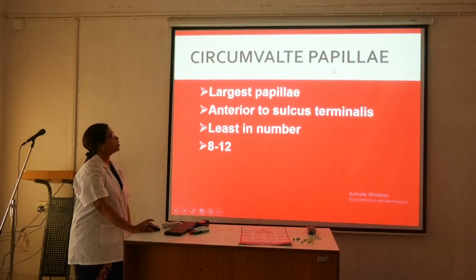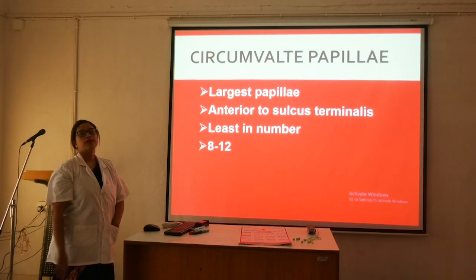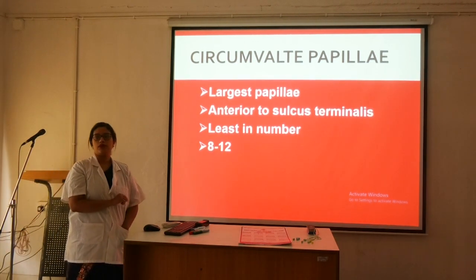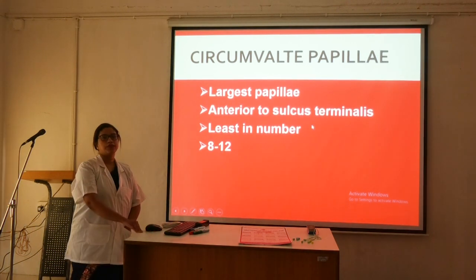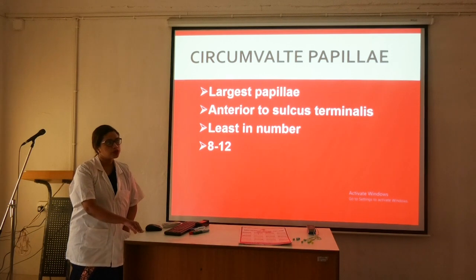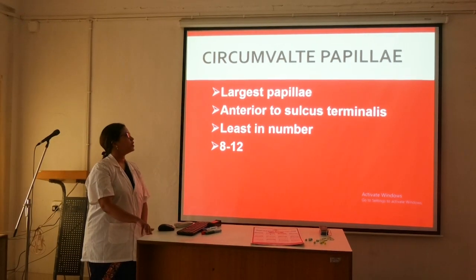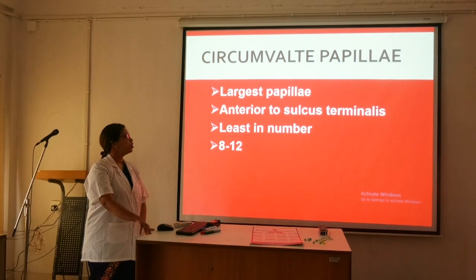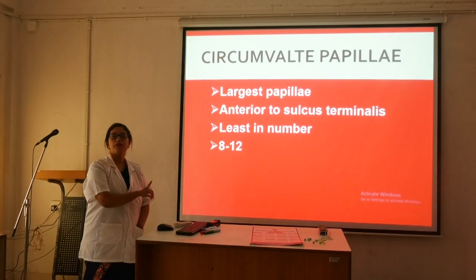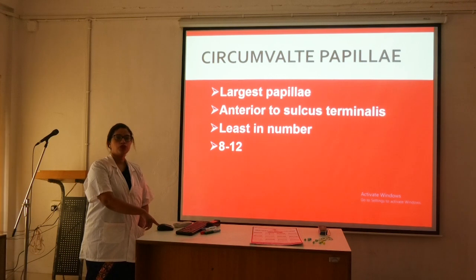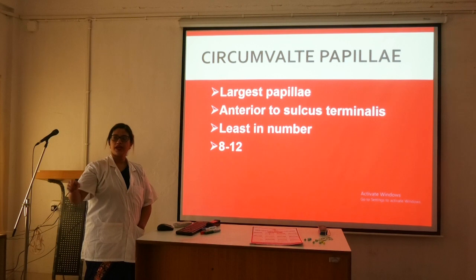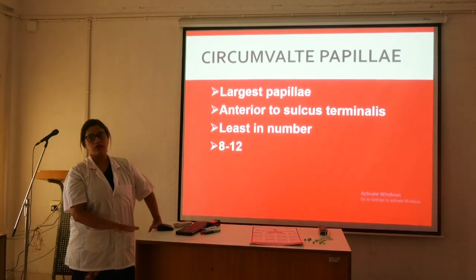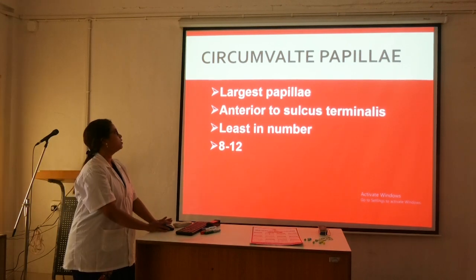Then the next one is the circumvallate papilla. Remember, this is the largest papilla, located anterior to the sulcus terminalis. If asked for the exact location: the circumvallate papilla is the largest papilla, anterior to the sulcus terminalis, and least in number. How many? Remember, only 8 to 12. They are present just anterior to the sulcus terminalis, the V-shaped area. Just anterior to it you will get the circumvallate papillae, 8 to 12 in number.